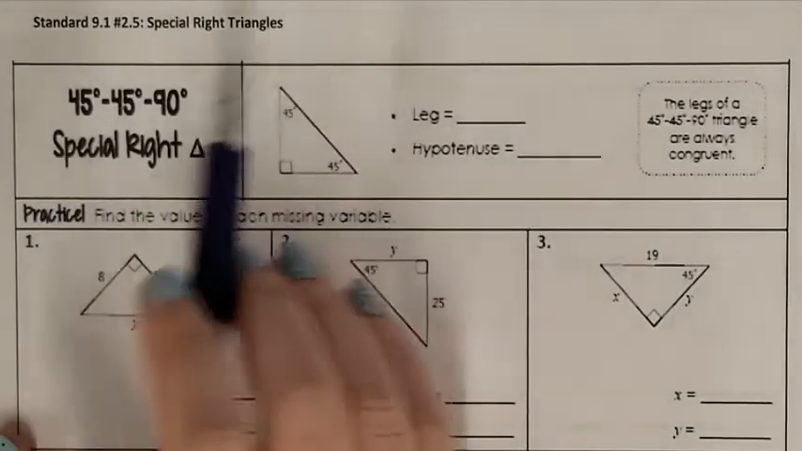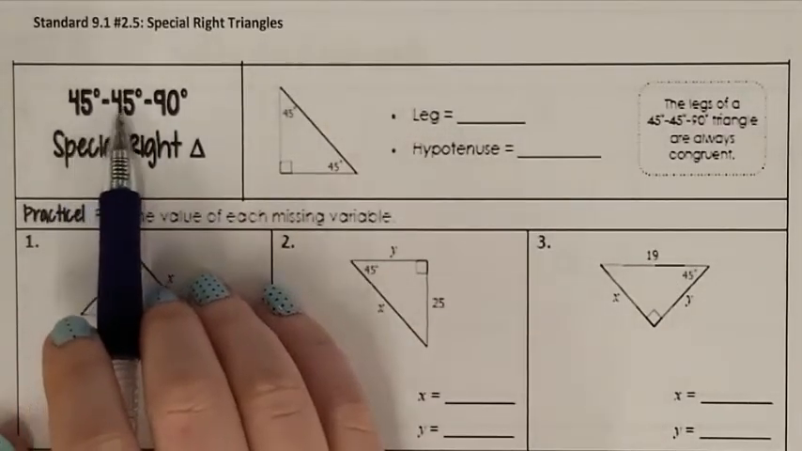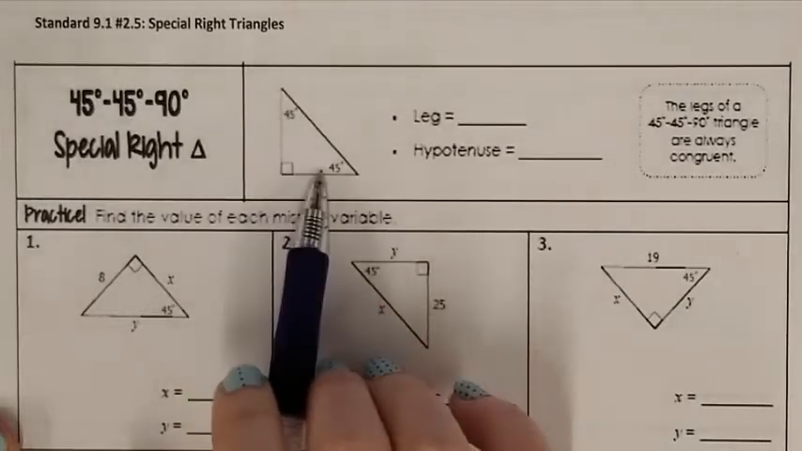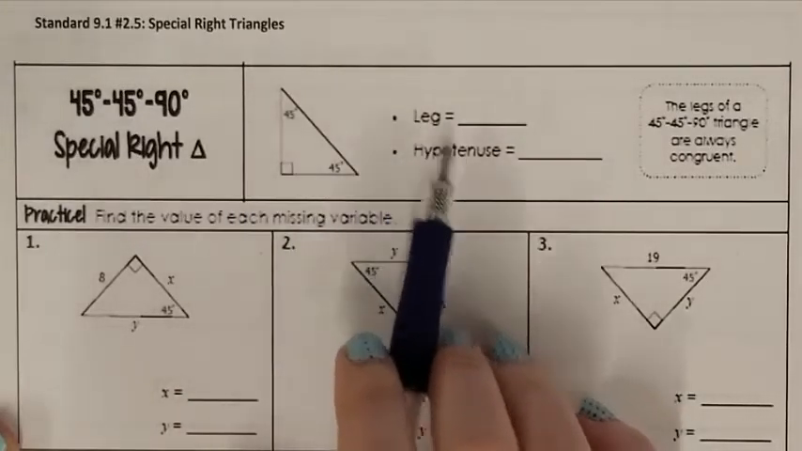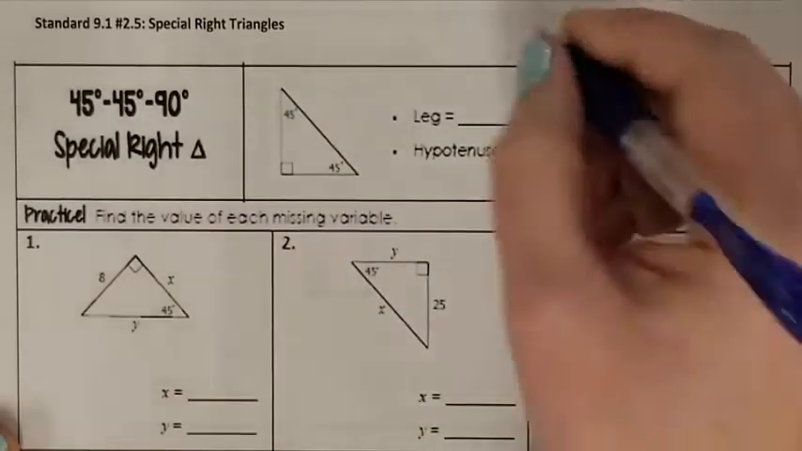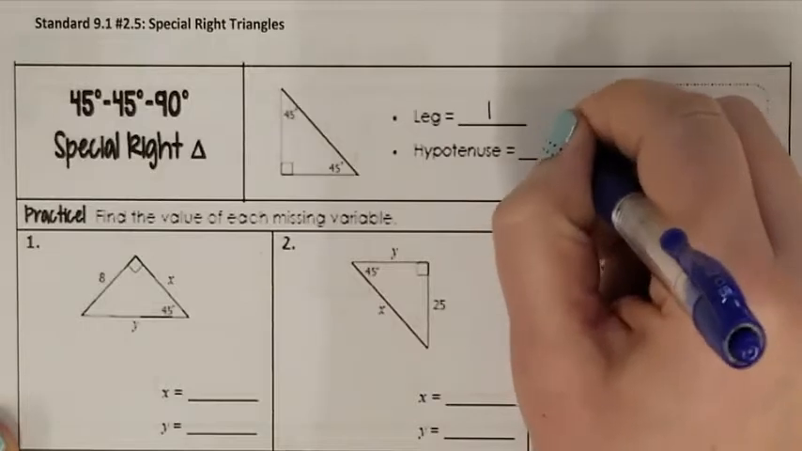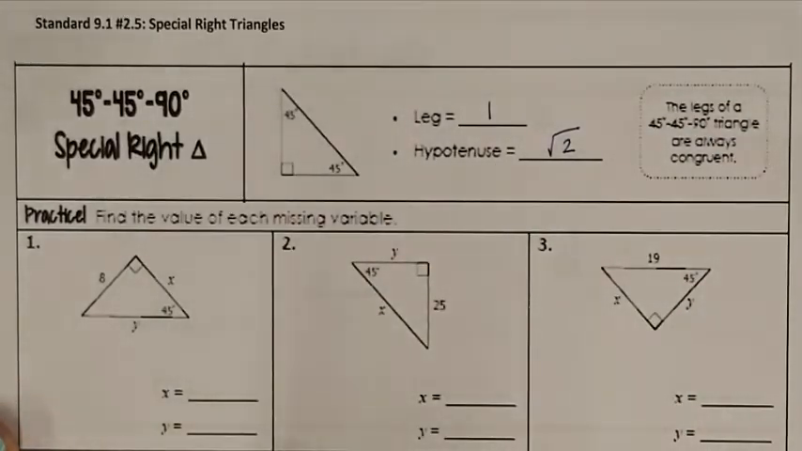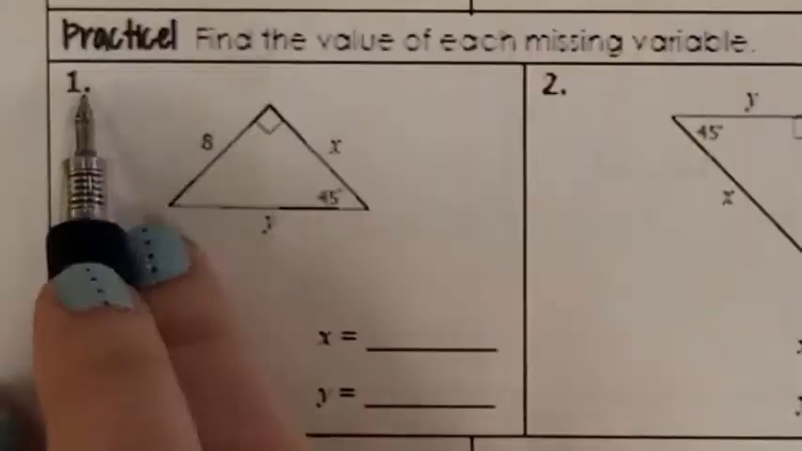So first from geometry, you'll remember the 45, 45, 90 degree special right triangle, where the legs are always equivalent to each other. The leg to hypotenuse had a ratio of 1 to the square root of 2, and you were always able to use this ratio to find your missing values. So let's look at number 1.